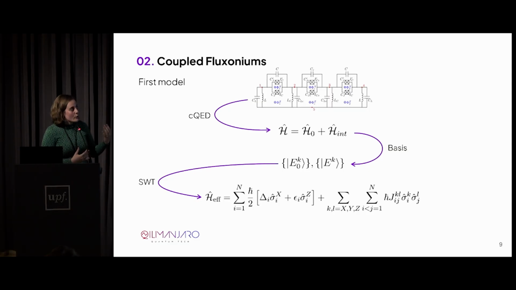This Hamiltonian had both a non-interacting part and an interacting part, and then what we did with this was to diagonalize this Hamiltonian, both the non-interacting part and the full Hamiltonian, in order to achieve an energy basis that could be used to apply the Schrieffer-Wolff transformation to obtain this effective description that we were looking for. And this effective description is the one that we simulated, and this allowed us to obtain a set of parameters from which we could build this physical circuit that we were looking for.